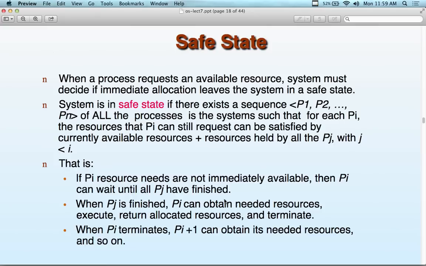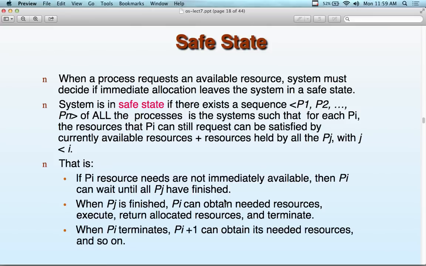So a system is in a safe state if there exists a sequence of all of the processes in the system, such that the resources that are going to be assigned to each process can be satisfied by the current available resources plus the resources held by the other processes. So if everything is going to work, then we're going to let it happen. The resources are available, the processes that want to access those resources are available, then let's go.